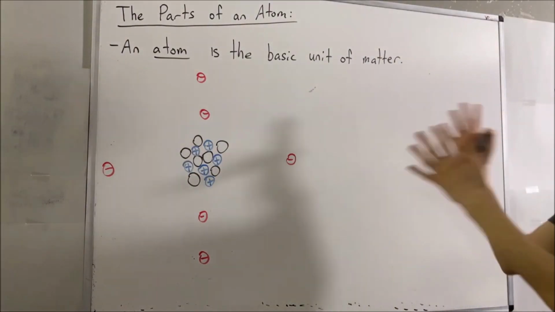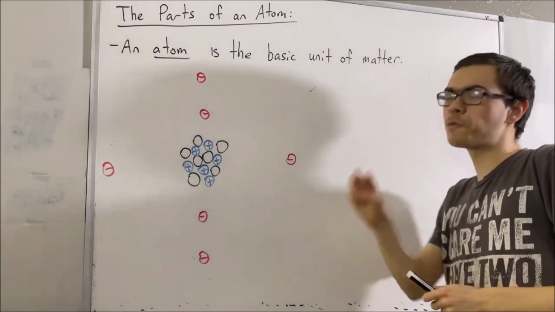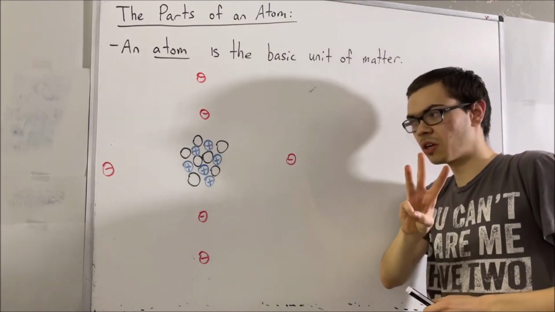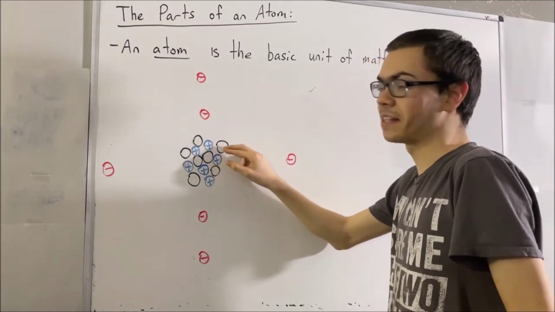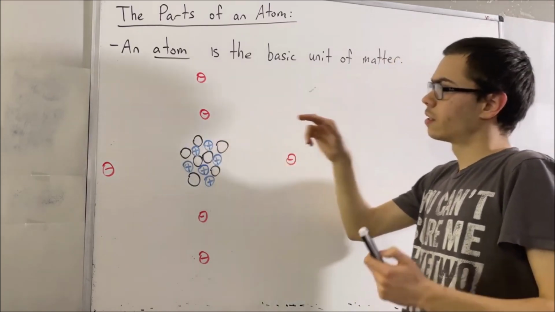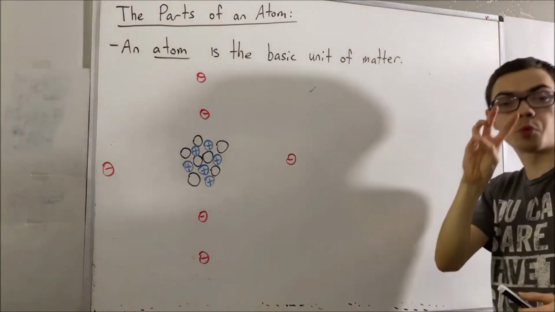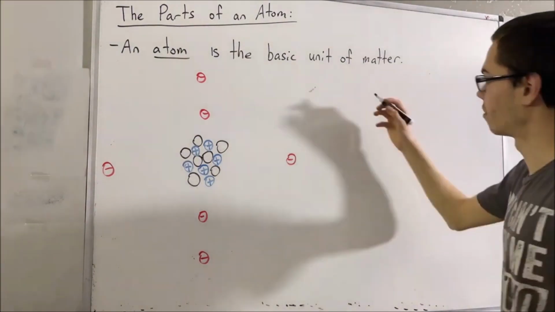Okay, so then what's going on here? Well, notice in this drawing we basically have three types of circles: ones which have plus signs in them, ones which have nothing in them, and ones which have minus signs in them. It turns out atoms consist of three particles: protons, neutrons, and electrons.